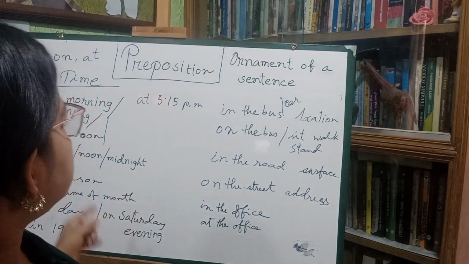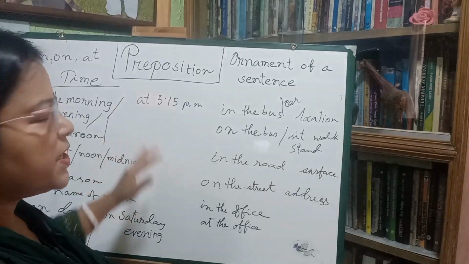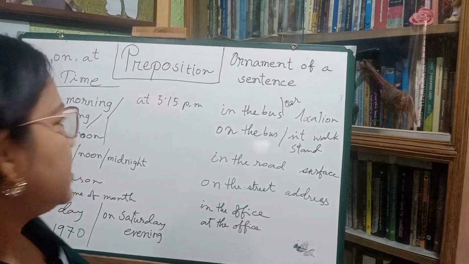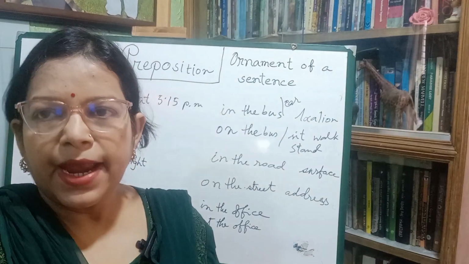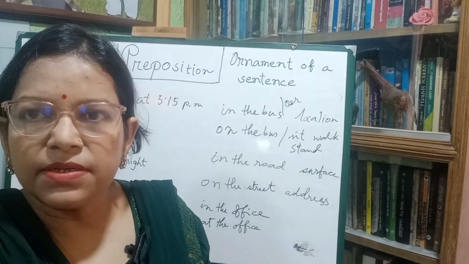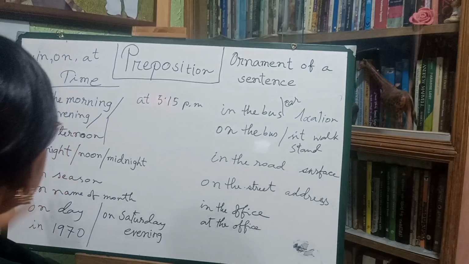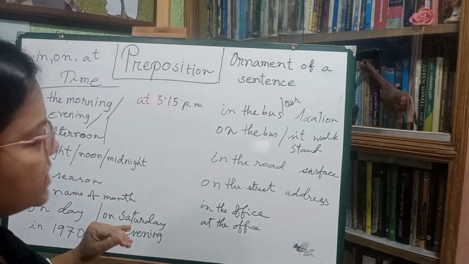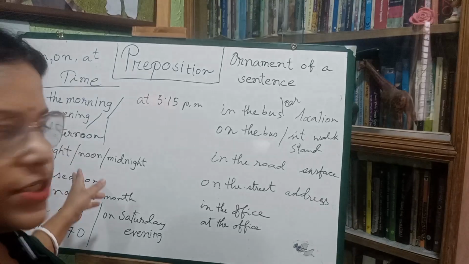But when we have to write a specific time, in that time I have to put at 5:15 p.m. That means this is my specific time. I have to do the work at 5:15 p.m. But when I say I get up early in the morning, it is not a fixed time. I can get up at 6, I can get up at 7. At the same time, when I write night, noon, midnight, we do not use in. In that time I have to use at night, at noon, at midnight.